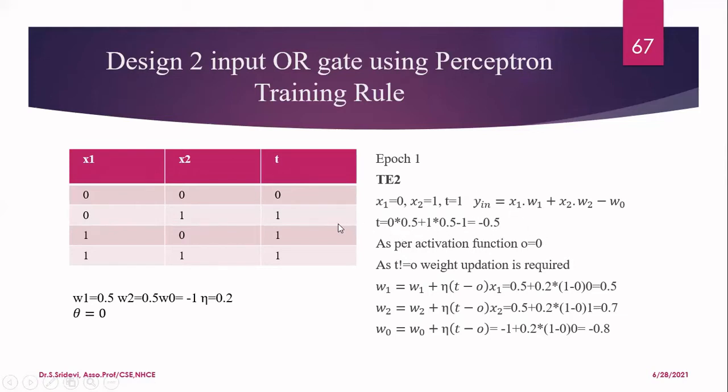So yn: x1, that is 0, multiplied by 0.5, then x2 w2, 1 multiplied by 0.5, then the weight value w0. w0 is now -1, so plus -1, so you will be getting this value -0.5. In this also it is less than 0. When it is less than 0, you will be getting the activation function output as 0.